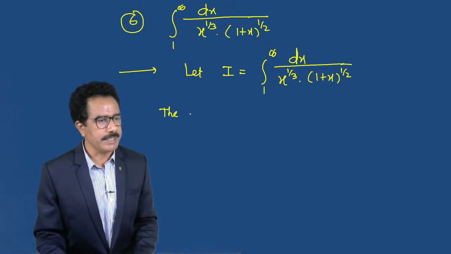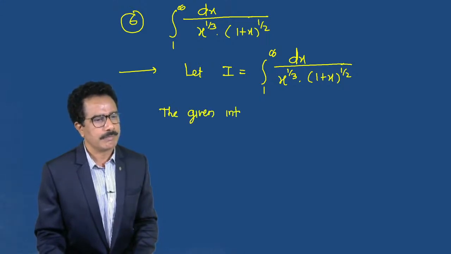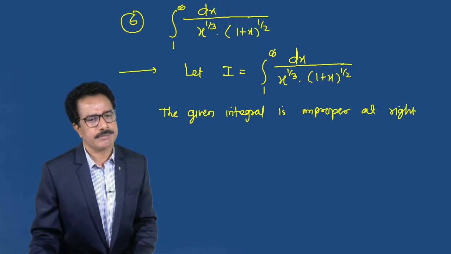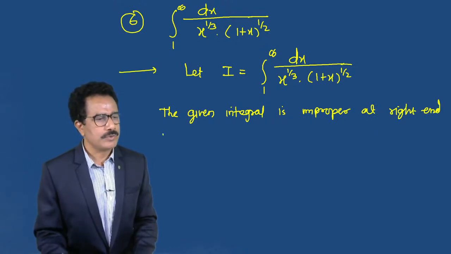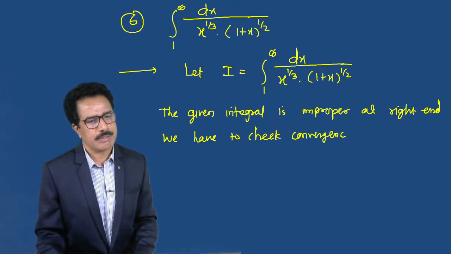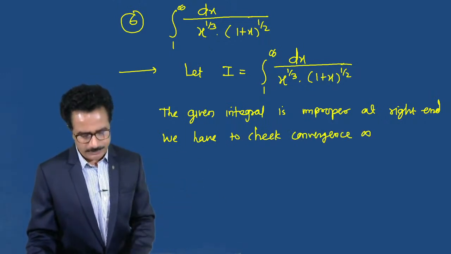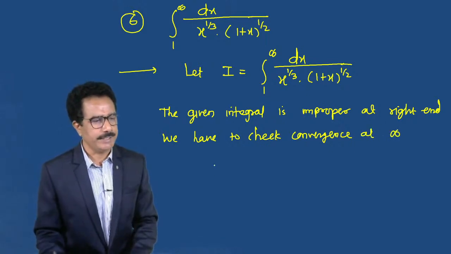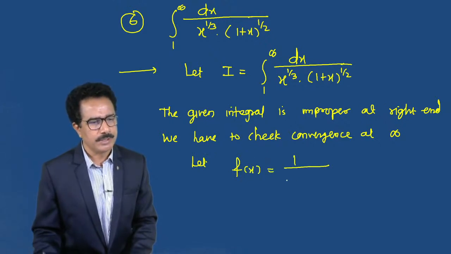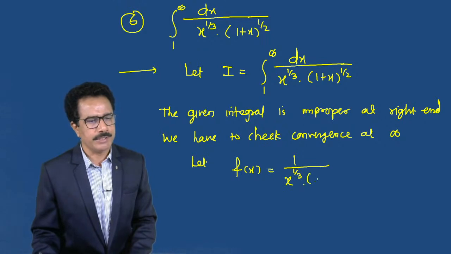So, the given integral is improper at the right end. So we have to check convergence at the right end, meaning at infinity. Now, let us suppose f of x is equal to 1 upon x raised to 1 by 3 into 1 plus x raised to 1 by 2.